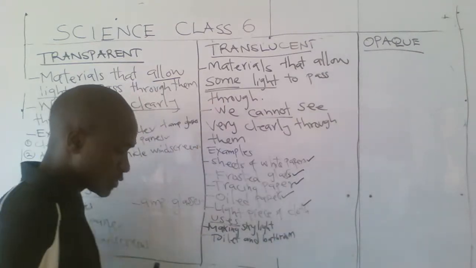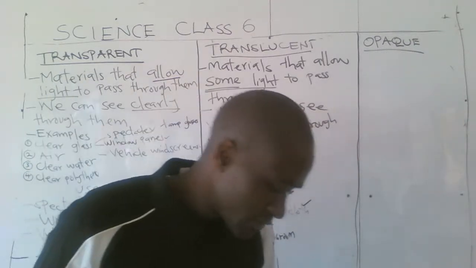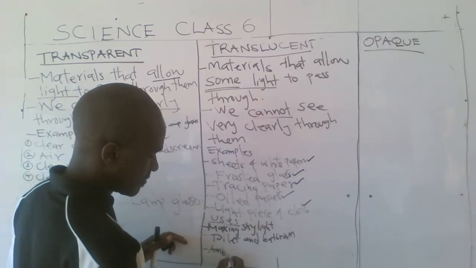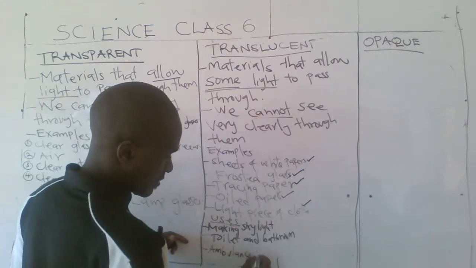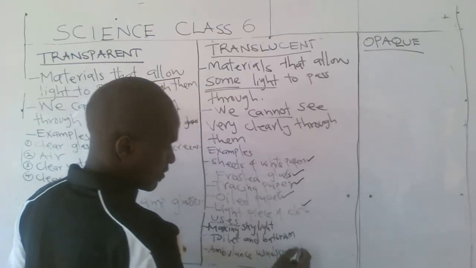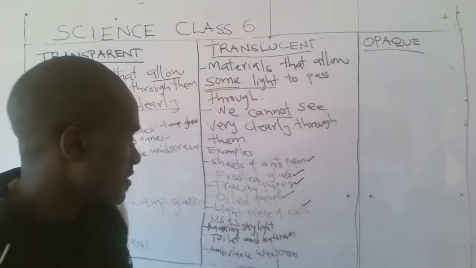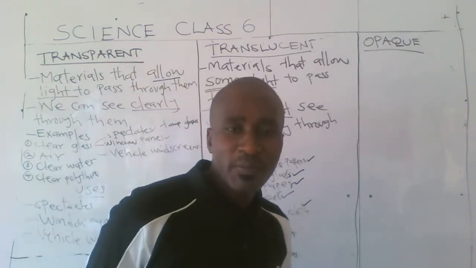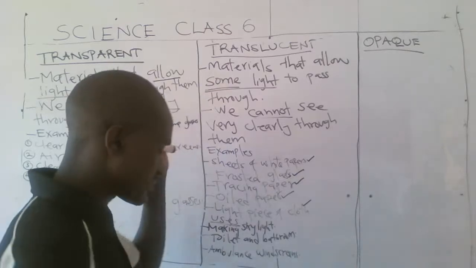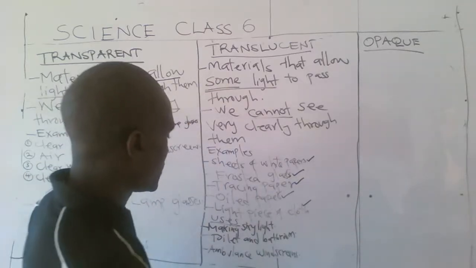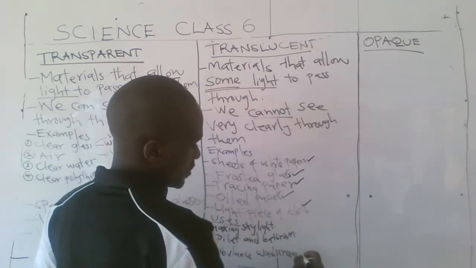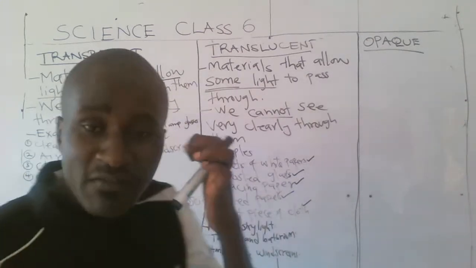We can also use them in some vehicle windscreens, for example, in ambulances. Let me say, in ambulance windscreens, the person who is outside cannot see what is inside, but the person who is inside may see what is outside. So in ambulance windscreens we use translucent materials because there they need privacy.